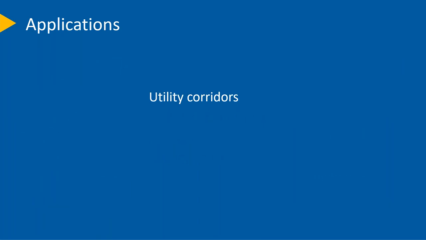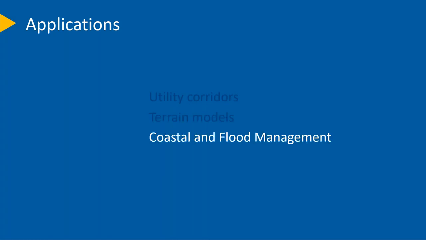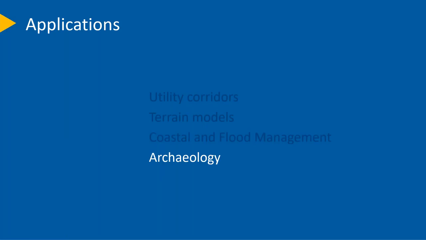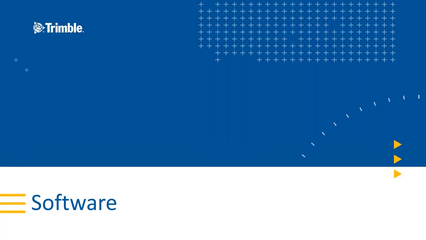Some of the applications, these would be great for doing utility corridors. You'll see these commonly for power lines and looking for vegetation encroachment, getting quick terrain models of an area, coastal and flood management, as I showed in the example, archaeology. These are all great examples for using airborne LiDAR. I use LiDAR and laser scanning interchangeably, if you haven't noticed.